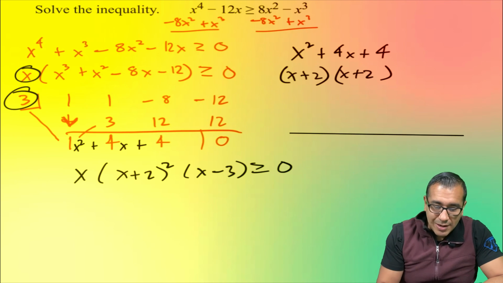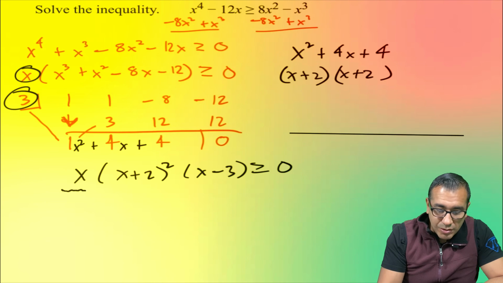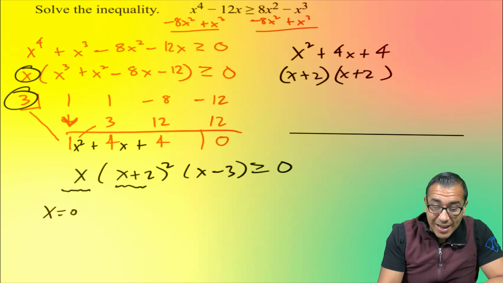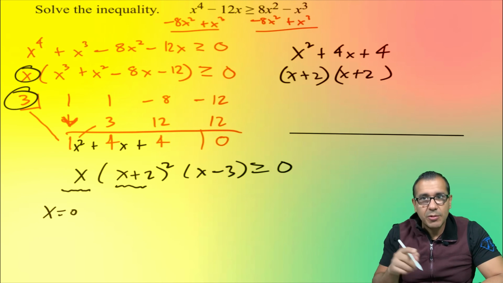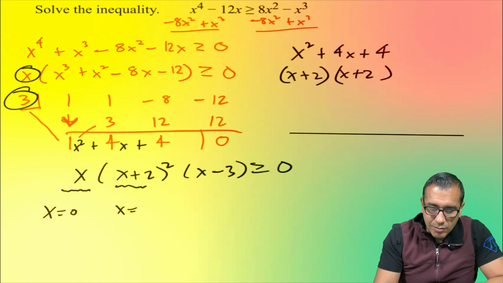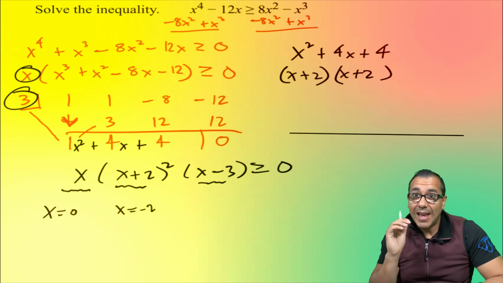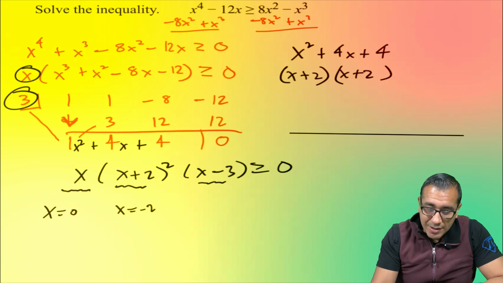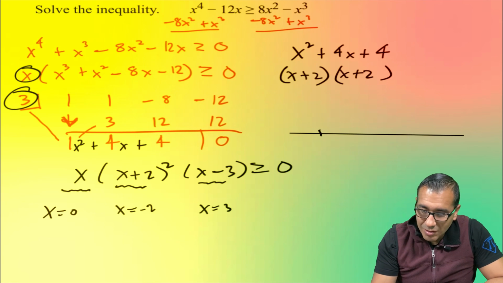So first, let's find the zeros. The 0 for this, we set that equal to 0. We get x equals 0. We set x plus 2 equal to 0. Subtract 2 from both sides. You get x equals negative 2. And then x minus 3, set that equal to 0. Add 3 to both sides, and you get x equals 3, but we already knew that. All right, so notice, these are my boundary points.